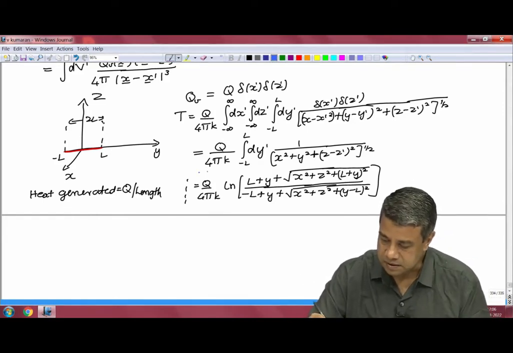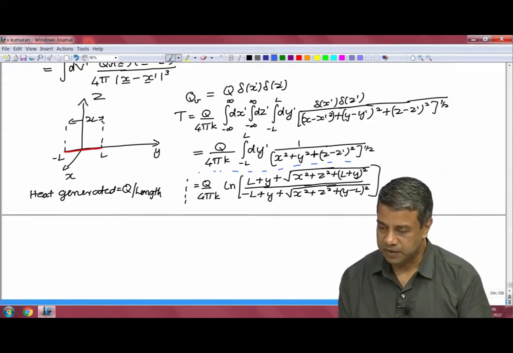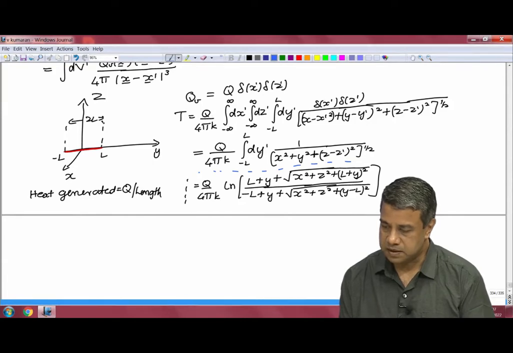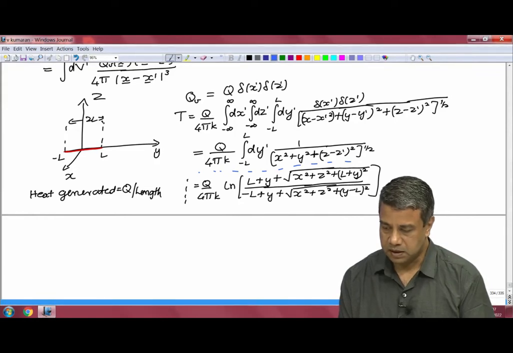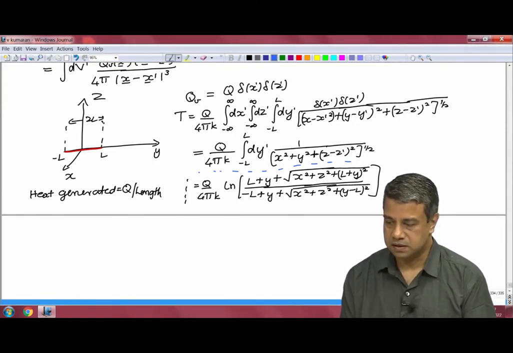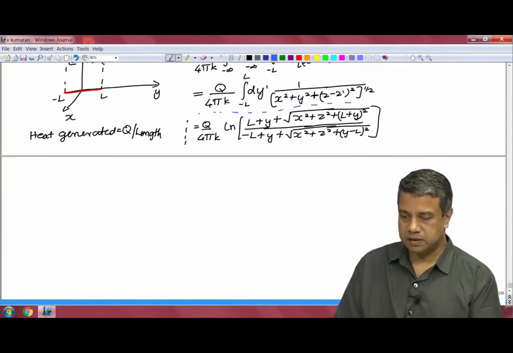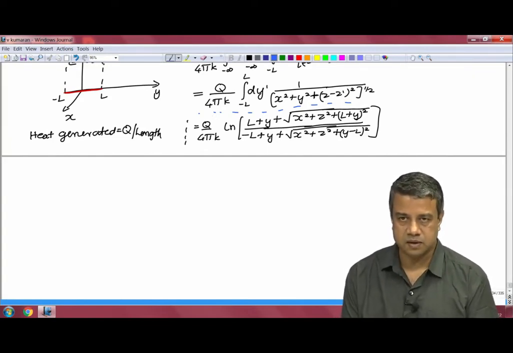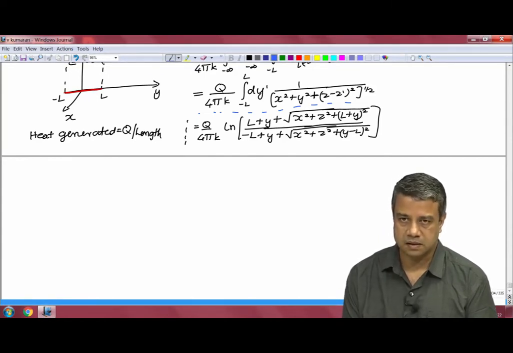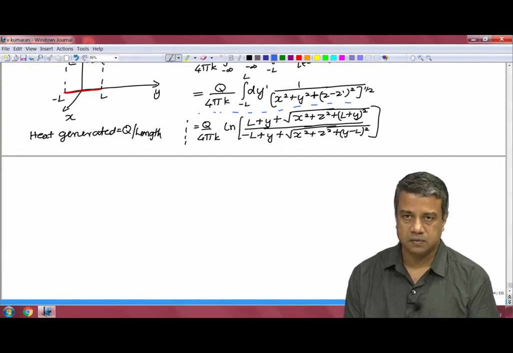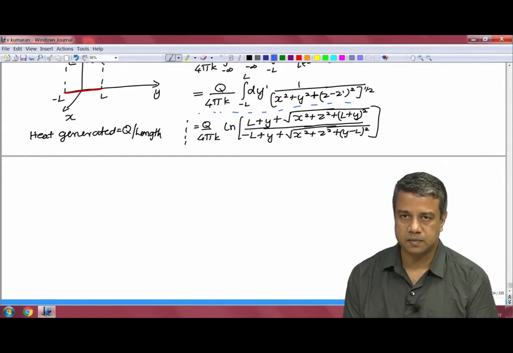And then you will get this expression, integral from minus L to L of Q by 4 pi k into 1 by x square plus y square plus z minus z prime the whole square, whole to the half. And I had done this integral for you in the last lecture. You get a logarithm of this argument as the integral. You can do it by substitution, taking x square plus y square plus z square plus L y minus y prime as a function w and then integrating that.